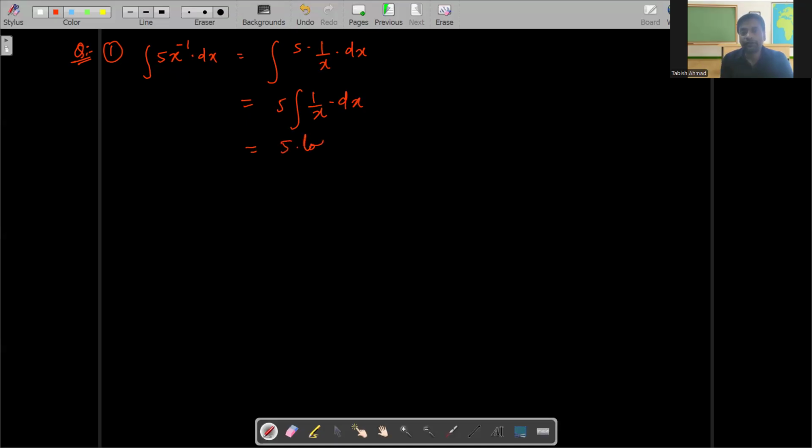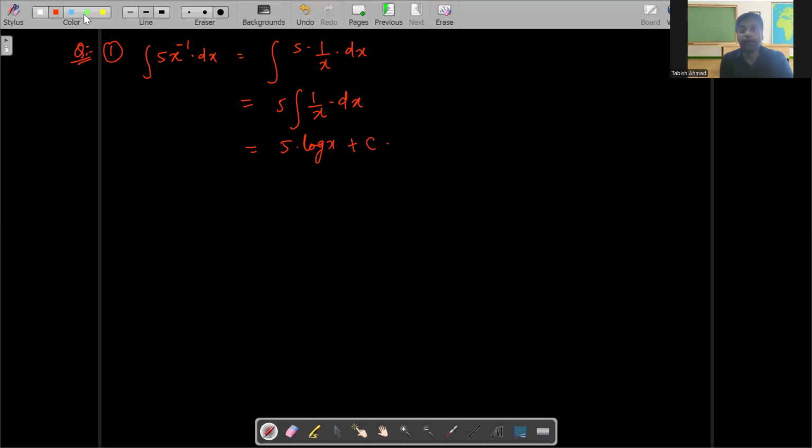So see, what I was saying here is that question number one is a very simple question. What is the integration of 5x to the power minus 1 dx? You can write it as the integration of 5 multiplied by 1 over x dx. 5 is a constant, so it will come out: 5 times the integration of 1 by x dx. What is the integration of 1 by x? Yeah, that is correct. So that is 5 log x plus c. You will be writing this.